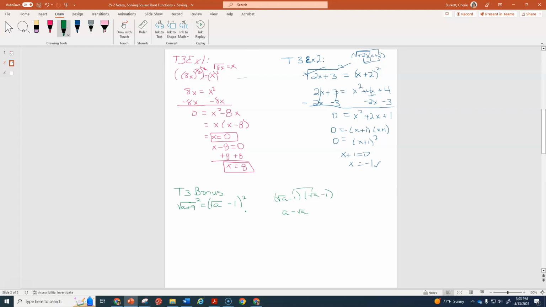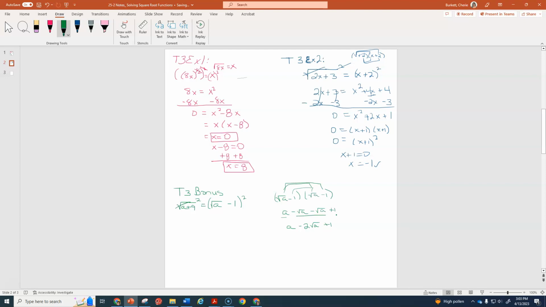-1 times the square root of a is another negative square root of a. And then -1 times -1 is +1. So I did these two together and got a. I did these two together and got negative square root of a. I did these two together and got another one of those. And then I did these two together and got the plus 1. And now these two I can combine like terms. So when I square that, I get a minus 2 square roots of a plus 1.